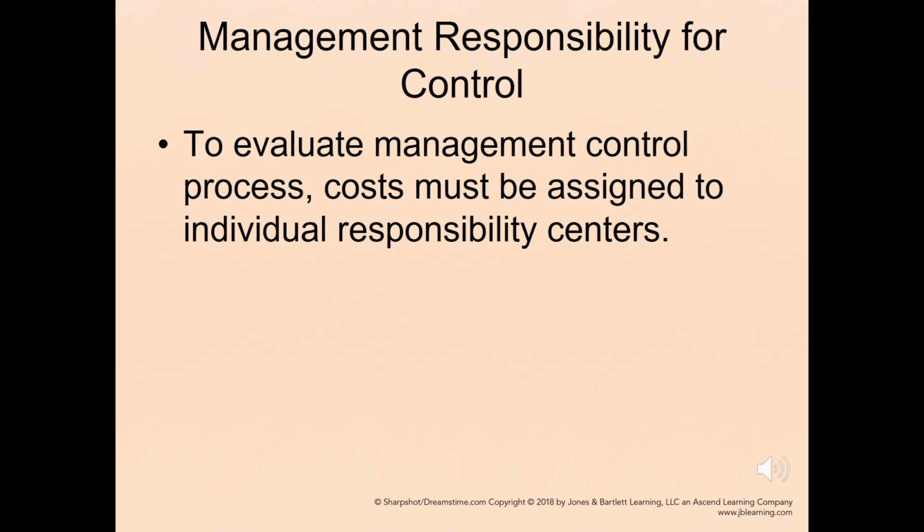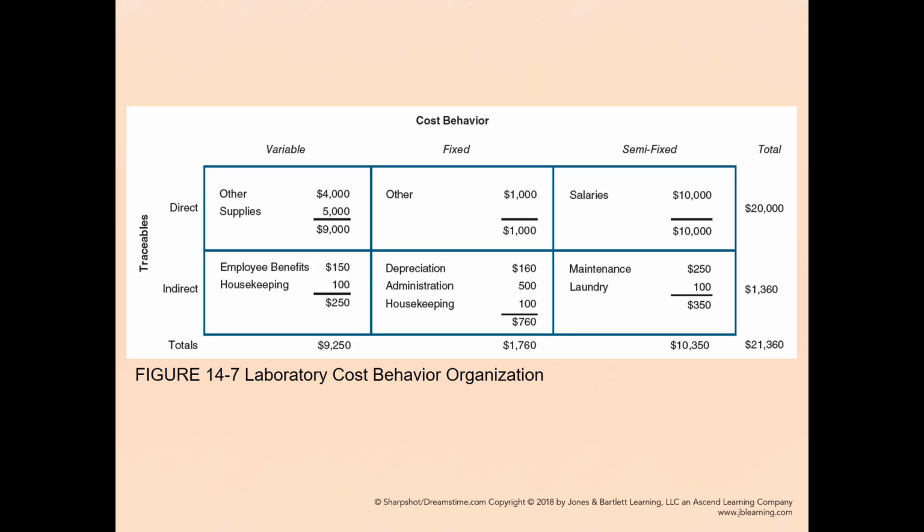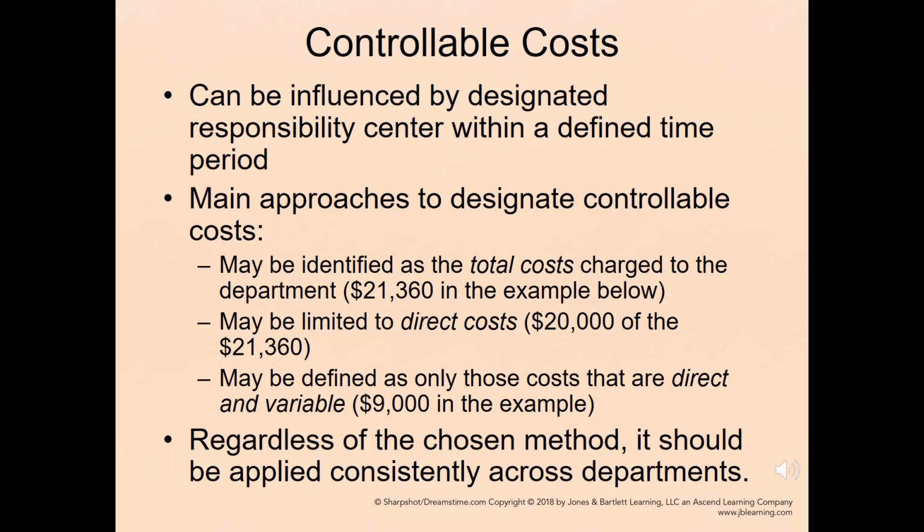To evaluate management control processes, costs must be assigned to individual responsibility centers. Controllable costs can be influenced by designated responsibility centers within a defined time period. Main approaches to designate controllable costs consist of identifying them as total costs charged to the department, or they may be limited to direct costs, or may be defined as only those costs that are direct and variable. Regardless of the chosen method, it should be applied consistently across departments.